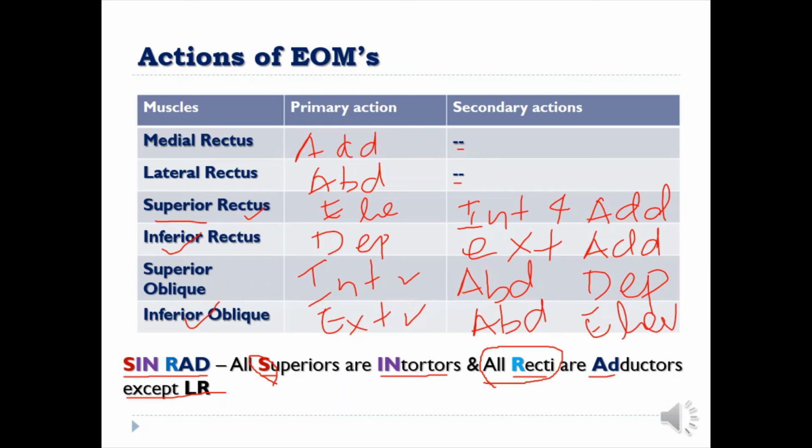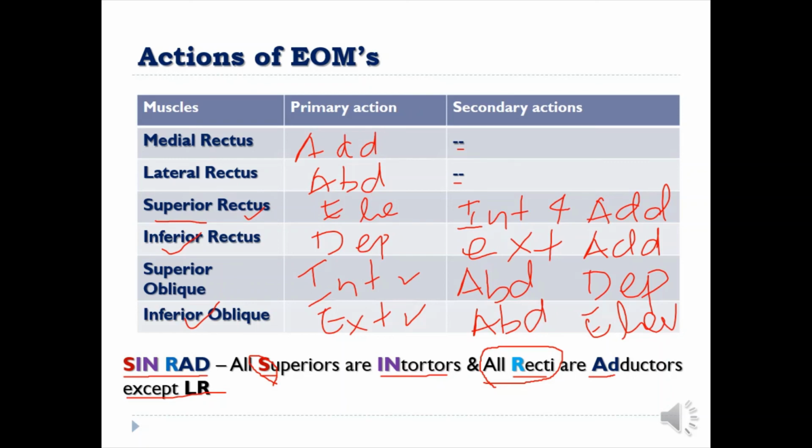Okay, write down the primary actions first: adduction, abduction, elevation, depression, intorsion, and extorsion. Finish. For writing the secondary actions, you use this SINRAD. All superiors are intortus. So we have a superior oblique here. Already we have written intorsion. One more superior, that is superior rectus, we wrote intorsion. If superiors are intortus, inferiors are extortus. So what are the inferiors? Inferior oblique, we have already written extorsion. One more inferior, that is inferior rectus, we wrote extorsion, right?